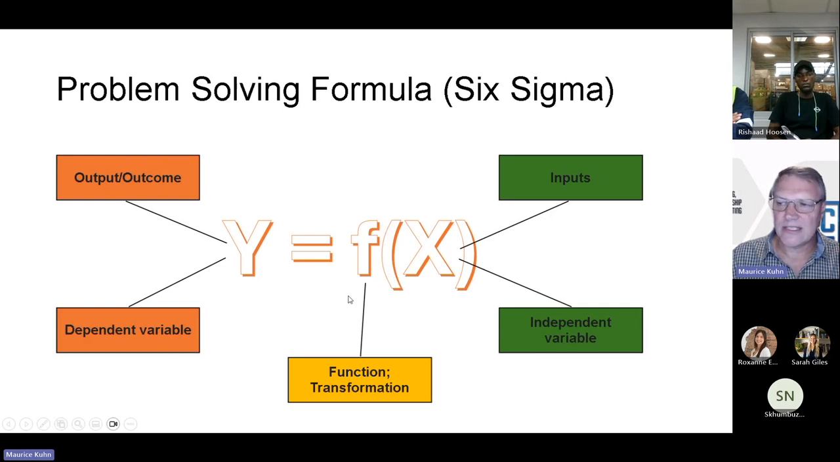So, those with an understanding of the mathematical side of function, it is multiplication, which means that the moment you put function in front of something, it's a transformation or transformative symbol. And in this particular problem-solving formula, we always talk about the outcomes of a process as being the Y. It is an outcome or an output, and this is dependent on the inputs. What are the inputs? Well, those are the X's.